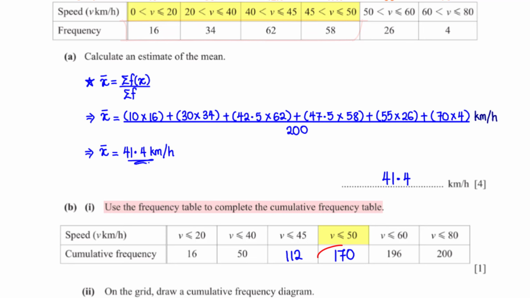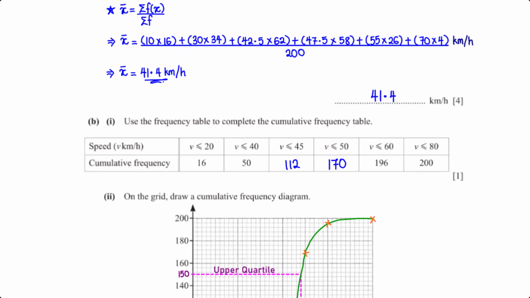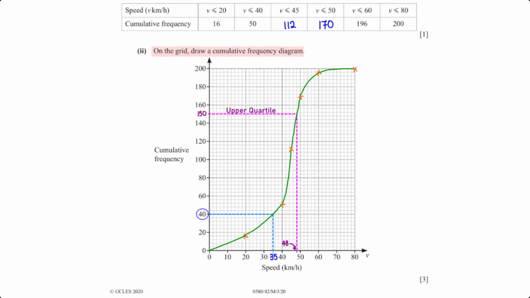This equals 170. On the grid, draw a cumulative frequency diagram. On the grid, we plot the points (20, 16), (40, 50), (45, 112), (50, 170), (60, 196), and (80, 200). When we are done, we connect all the points with a smooth line starting from the origin.